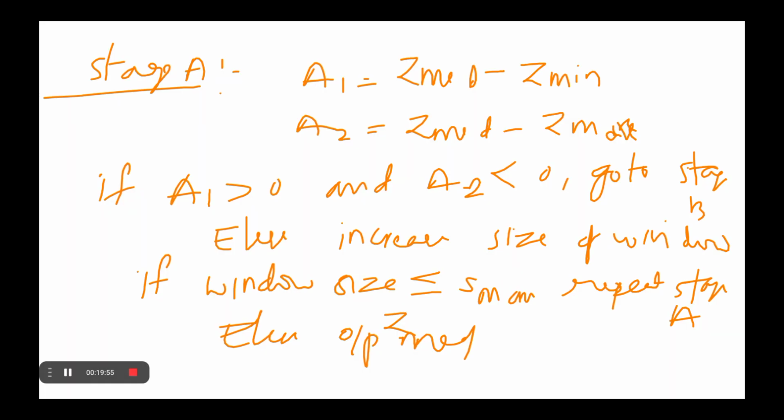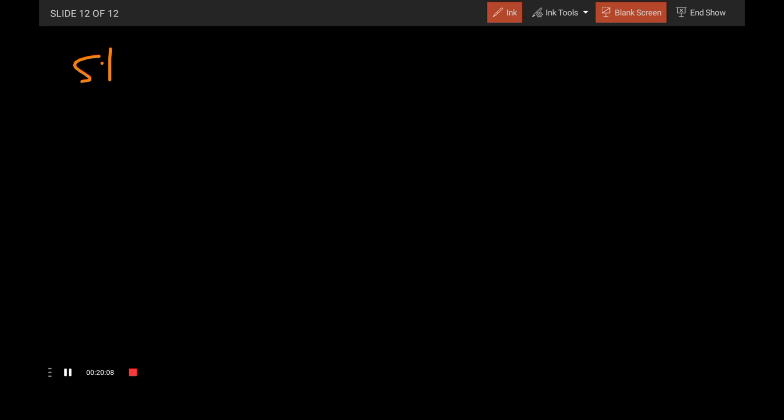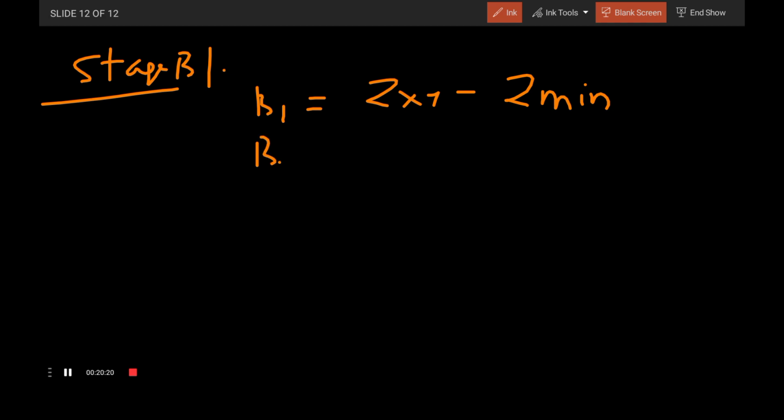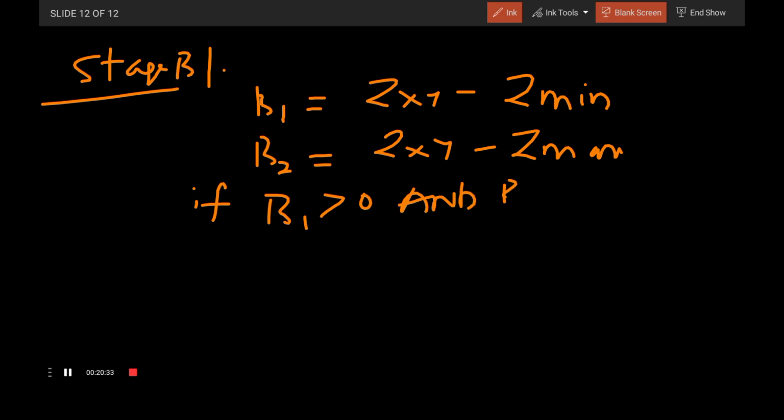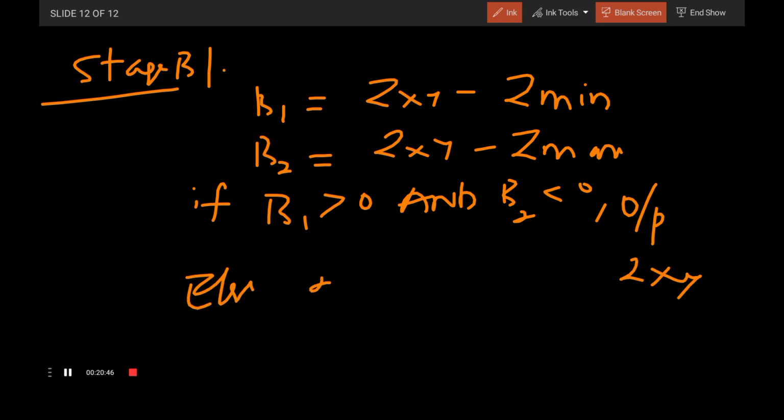Now the second stage, stage B. In stage B, B1 is equal to Z_xy minus Z min, and at the same time B2 is equal to Z_xy minus Z max. From this you select: if B1 is greater than 0 and B2 is also less than 0, output Z_xy, else output Z median. That means we are selecting the middle values of the corresponding stages.